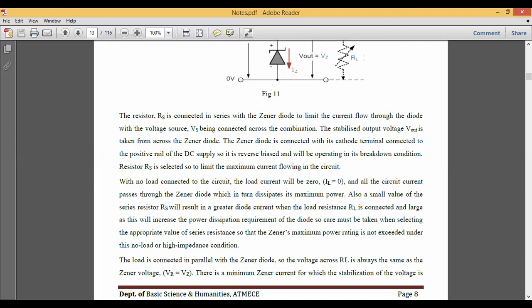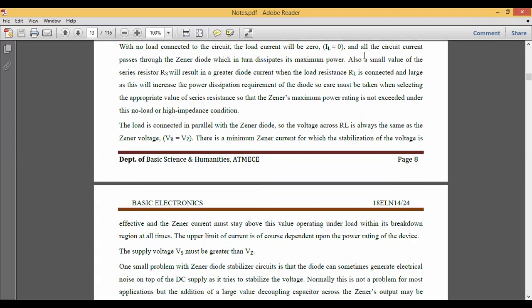So there is a minimum Zener current which is required for the stabilization of voltage, such that the effect obtained across that particular load, under the load condition. The one thing we need to remember is that we should consider the load condition. You cannot make it completely zero, because for a zero load, obviously there will be a huge power dissipation across that particular resistance part.